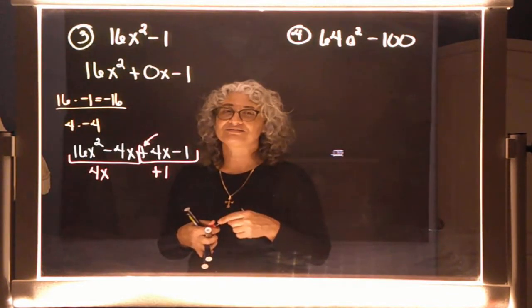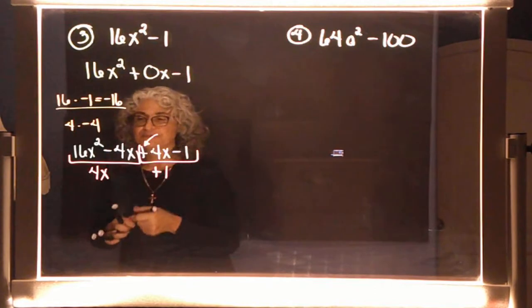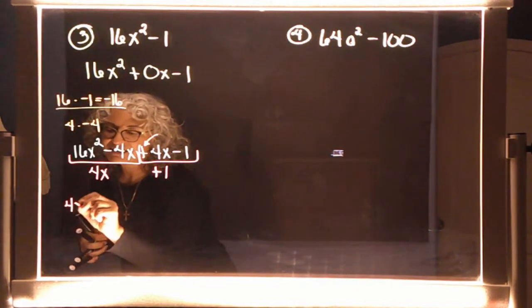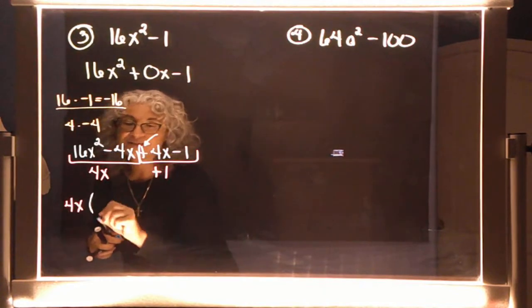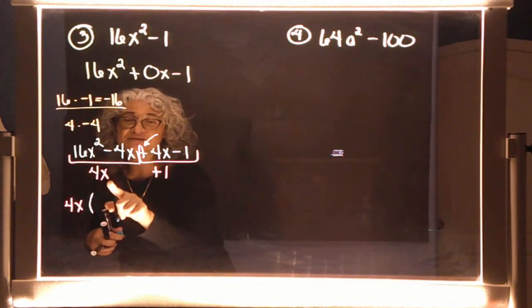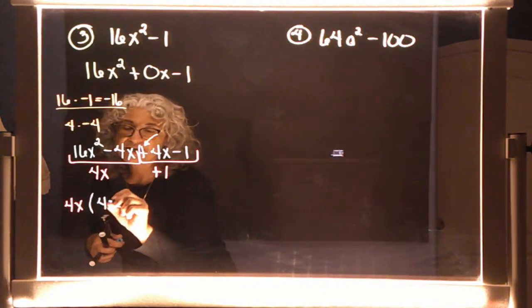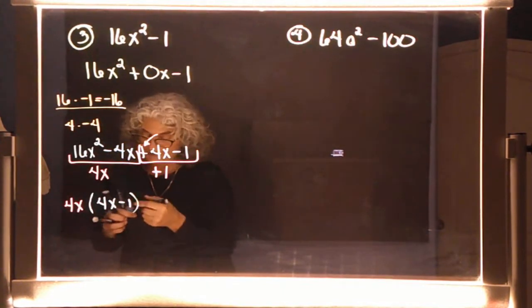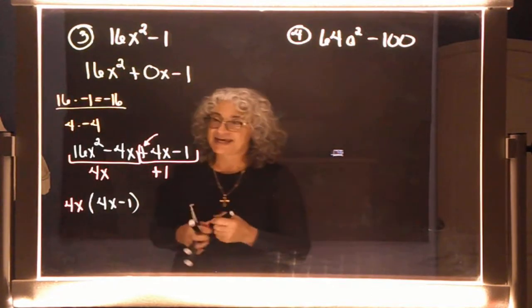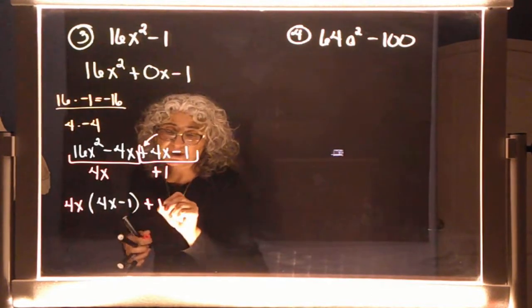Got it? Okay, so the first pair you decide to take out a 4x. What remains? What's left over when you do this division? Good, a 4x and a minus 1. Excellent. And on the second pair, you decide to take out a positive 1.